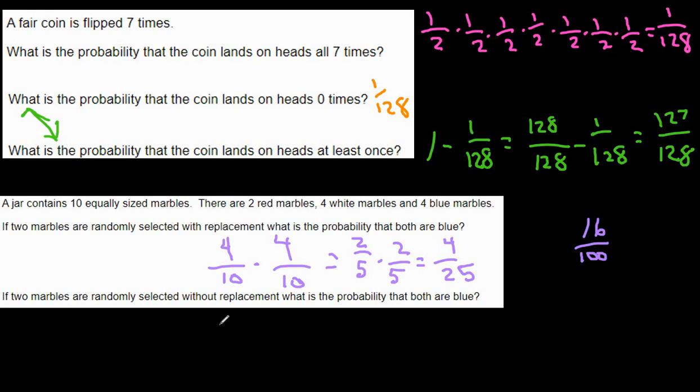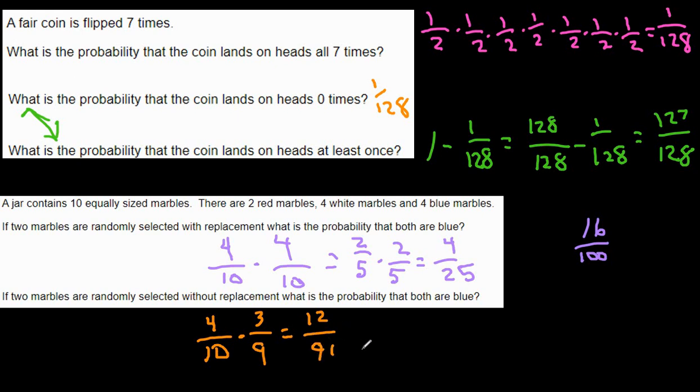If the 2 marbles are randomly selected without replacement, what's the probability that they both are blue? Well, the first one, 4 blue marbles out of 10 possible choices. We don't put that marble back in, so how many blue marbles are left? Well, we took away 1, so there's 3 blue marbles left. And we have a total of 9 marbles left, so now it's going to be 4 times 3, which is 12. And 10 times 9, which is 90.